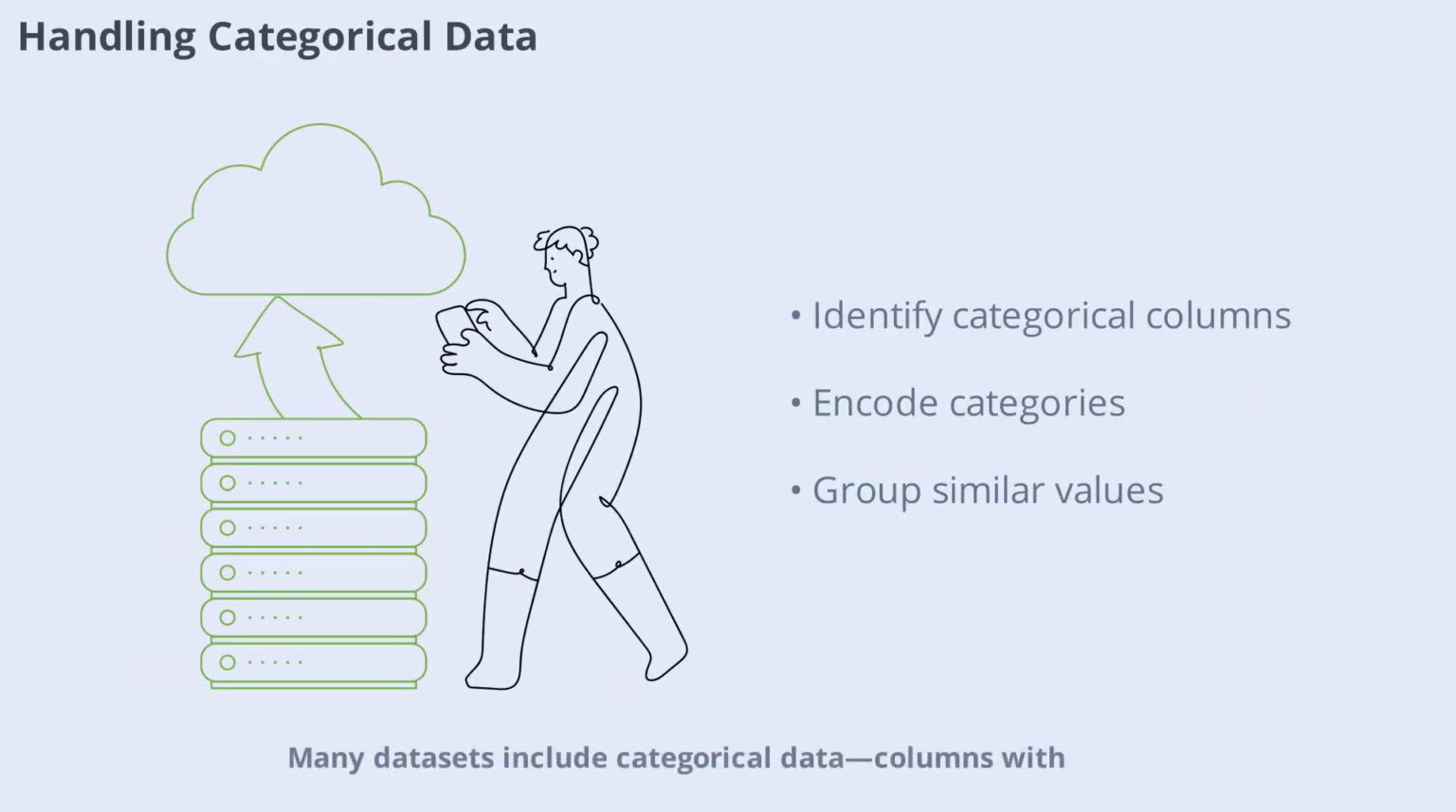Many datasets include categorical data columns with labels or categories instead of numbers. Handling these correctly is key to good analysis. You might need to encode categories as numbers or group similar categories together. Understanding how to work with categorical data helps you get more accurate insights from your analysis.